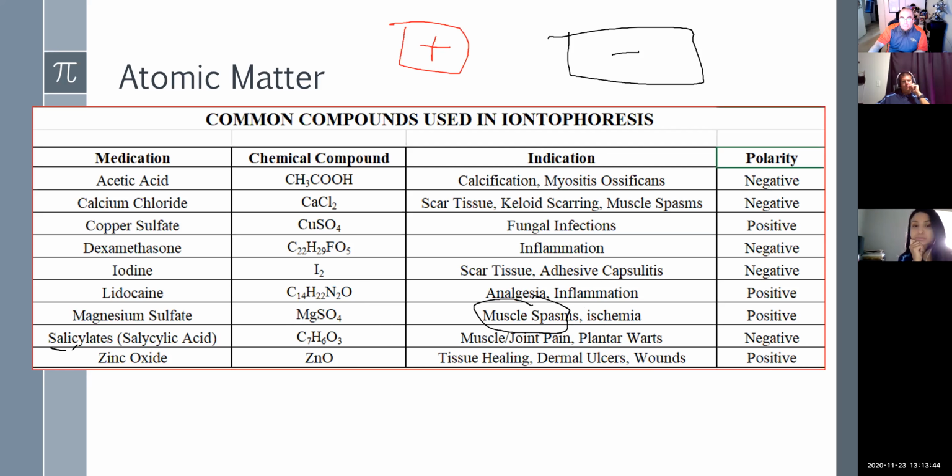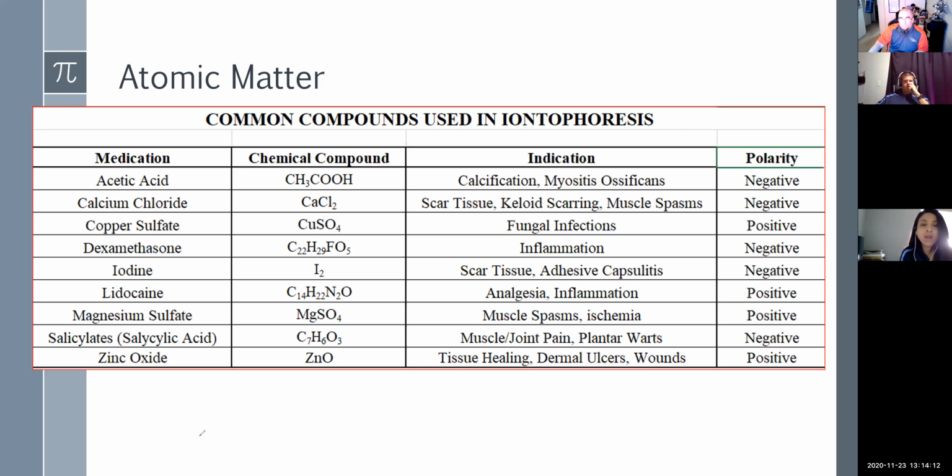Salicylic acid. I guarantee somebody in this class used salicylic acid this morning. Does anyone know what salicylic acid comes in quite frequently? Face wash. Yep, right. It's used to treat acne. But it's really common, again, to use for plantar warts, is the main thing. We'll say occasionally for muscle and joint pain. I haven't seen that as frequently, but plantar warts definitely, because we will treat those occasionally.